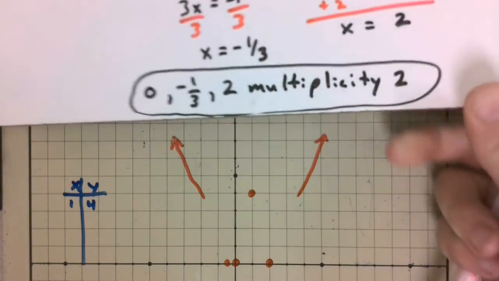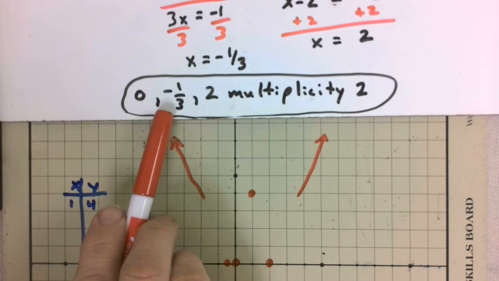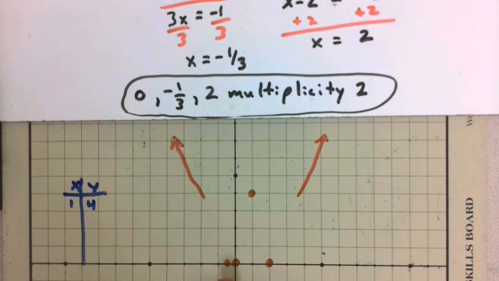So let me talk to you about that. So here's what we had for step number 2. We said that 0, -1/3, and 2 were x-intercepts. So I put those on the graph. And this is how the multiplicity plays into this. When you have an x-intercept, one of two things happens.